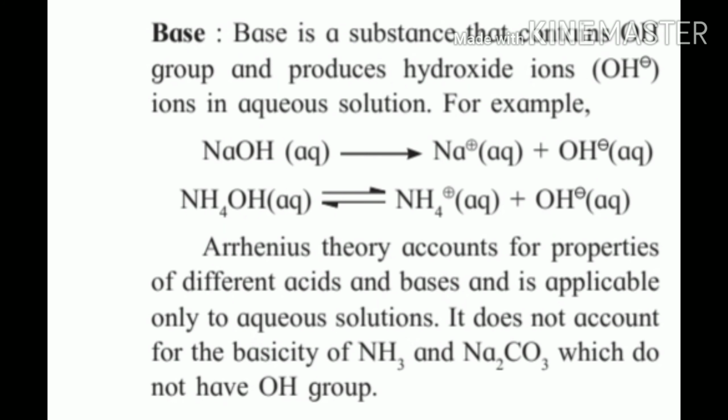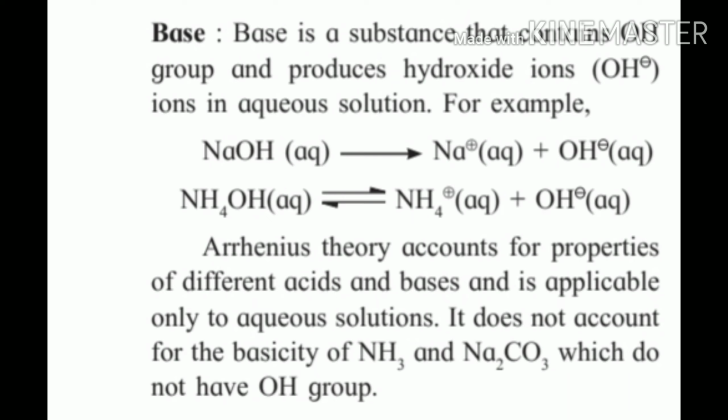Now, let's move on to the definition given for base by Arrhenius. Base is a substance which contains OH group and it is going to produce hydroxide ions, that is OH minus ions, in aqueous solution. So keep in mind, acid means H plus and base means OH minus.